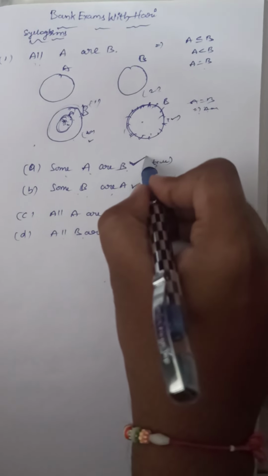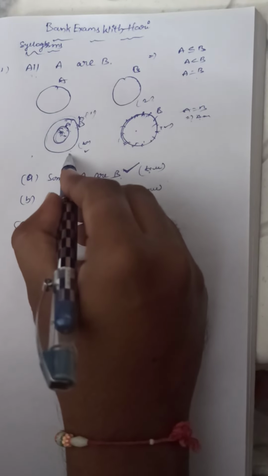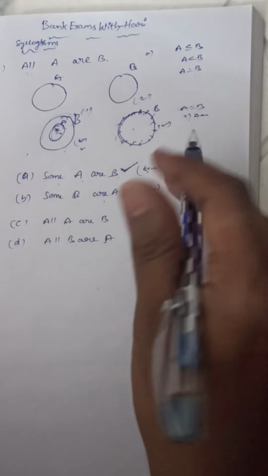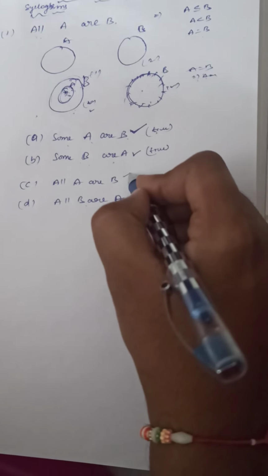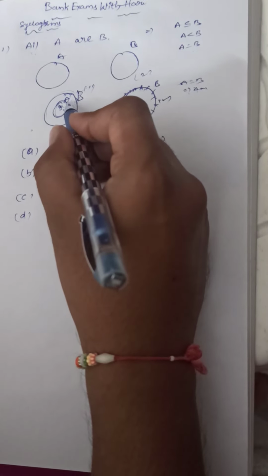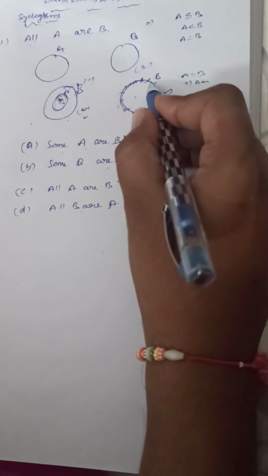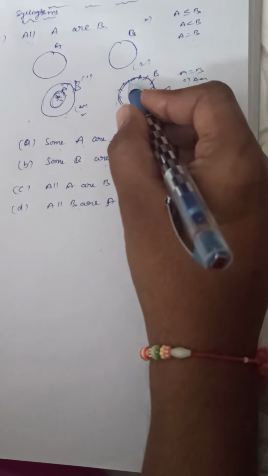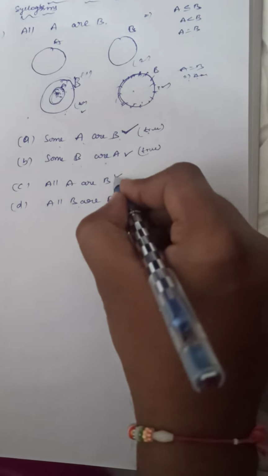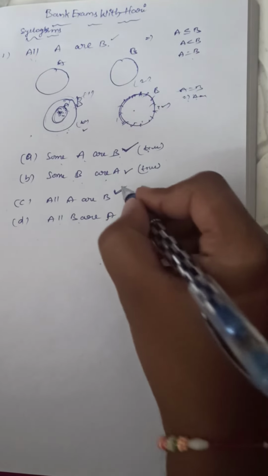For a statement to be true, it should be true for both possibilities. Okay. Next, all A are B. Yes, right. From this statement, A is in B, so all A's are B. From this also we can say all A's are B. So the given statement is always true.